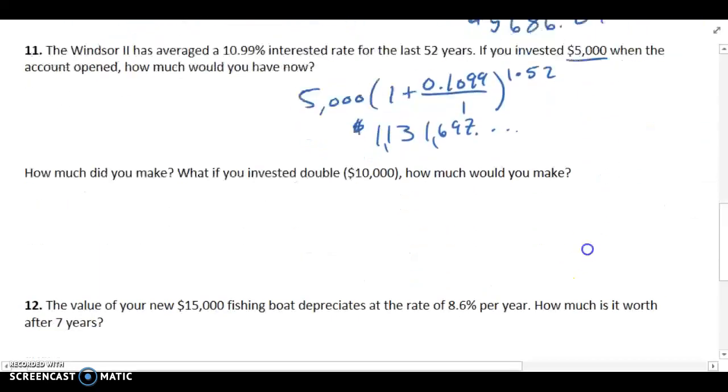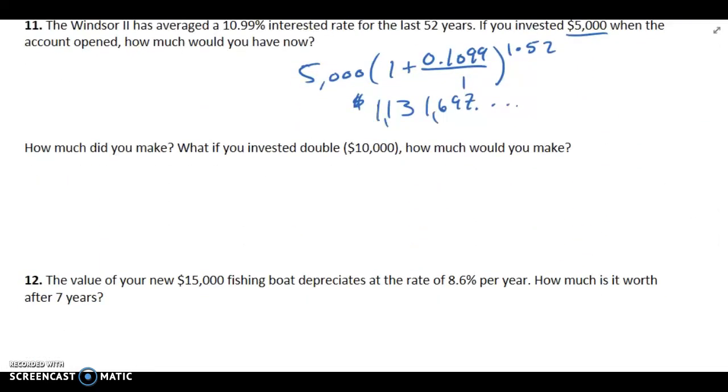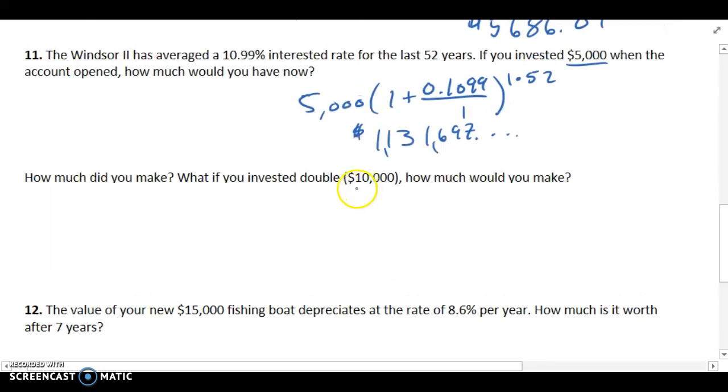All right. How much did you make? What if you invested double? So if you doubled this, then you double that. So this would be times 2 if I doubled it. So I could make even more money the more I start out with.